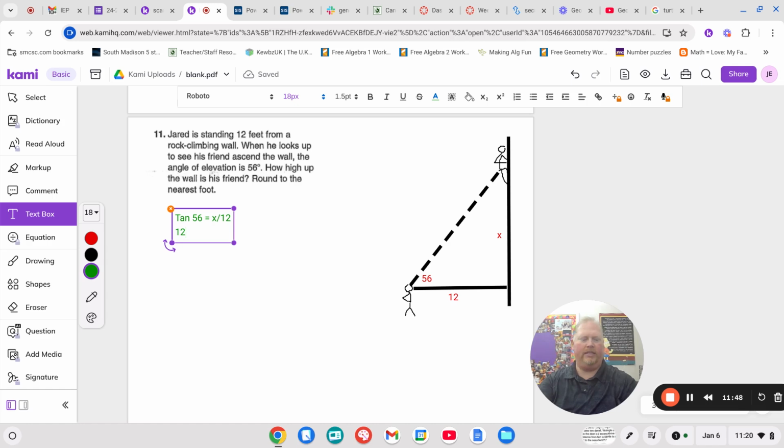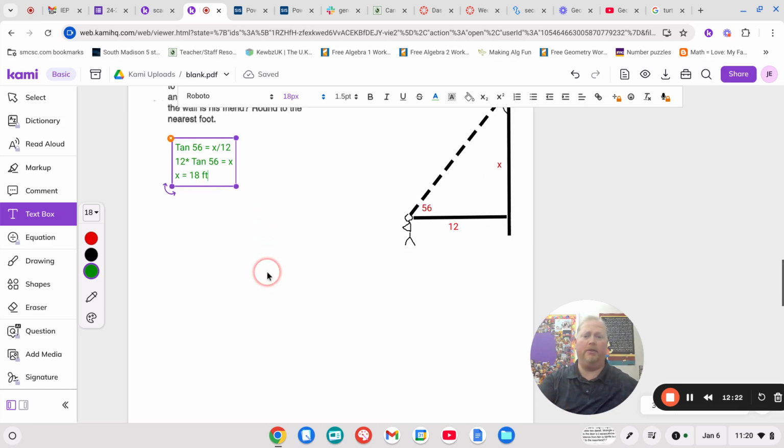So 12 times tangent of 56 equals x. Plug that in. 12 times tangent 56. And I get 17.79. Round to the nearest foot would be 18 feet. Final answer. One more example to go.